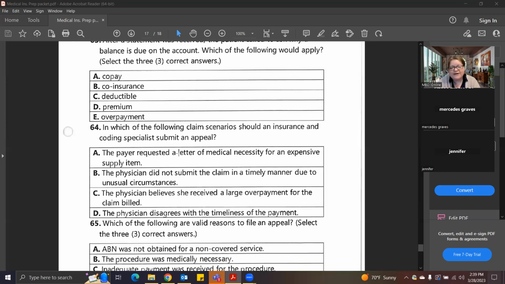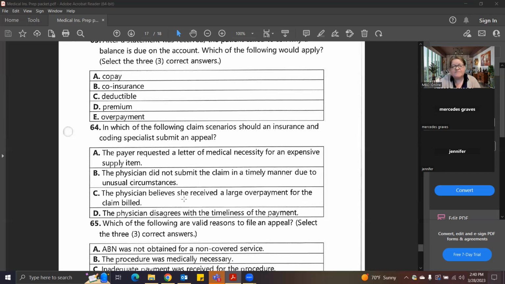A, the payer requested a letter of medical necessity for an expensive supply item. B, the physician did not submit the claim in a timely manner due to unusual circumstances. C, the physician believes she received a large overpayment for the claim billed. Or D, the physician disagrees with the timeliness of the payment. B. Let's see what they have. They actually have C. The physician believes she received a large overpayment for the claim, which is correct.